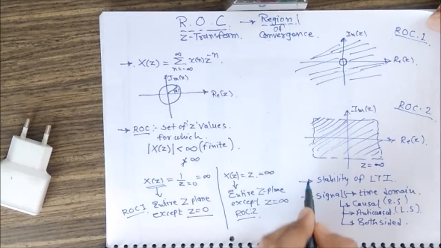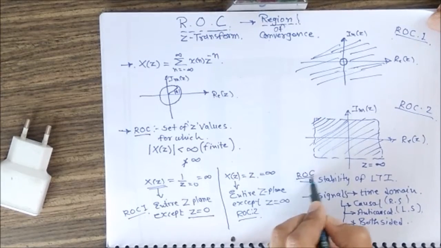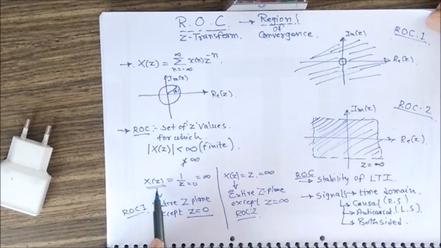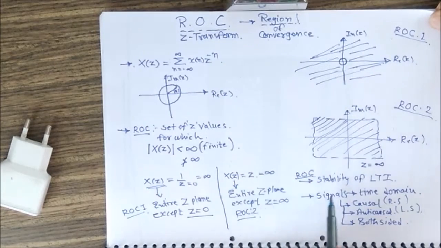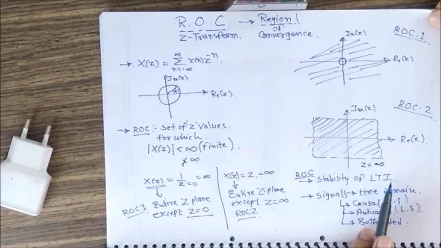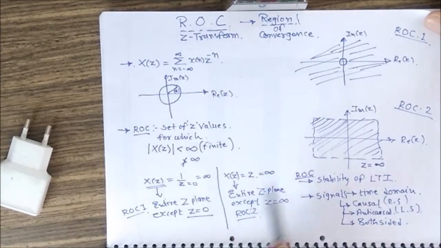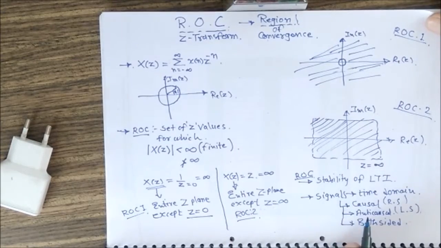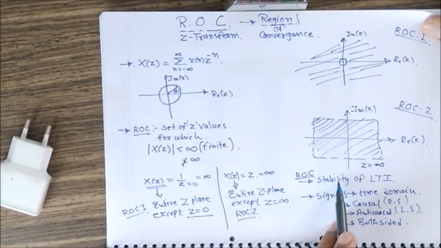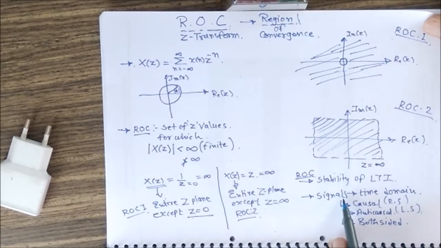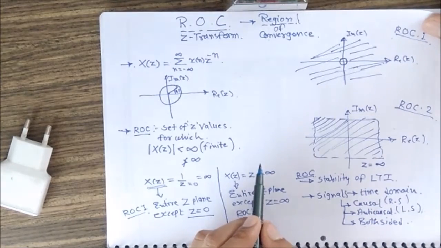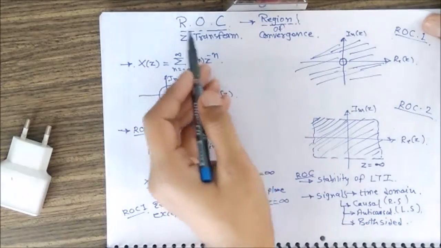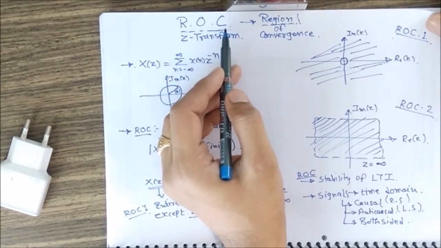So these are the significance of ROC along with the X of Z. Only X of Z is not enough to comment on any signal or stability criteria of an LTI system. So we have to calculate the ROC of the same X of Z, from which we can have the awareness of stability of an LTI system as well as signals in time domain representation like causal, anti-causal, and both-sided.